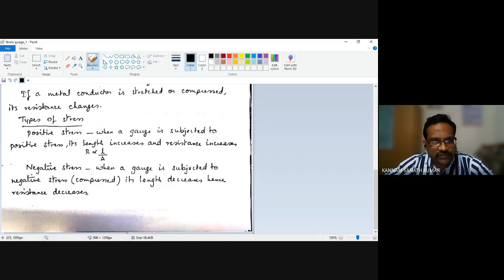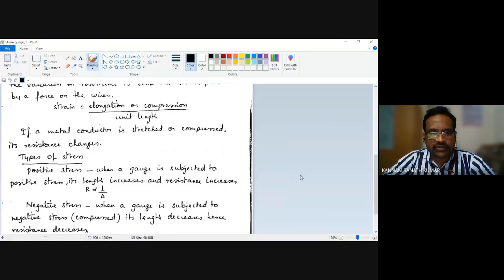Negative stress means when the gauge is subjected to negative stress, that means you compress the wire, so the length will decrease. When length decreases, resistance will also decrease. Okay, so this is how the types of stresses are.